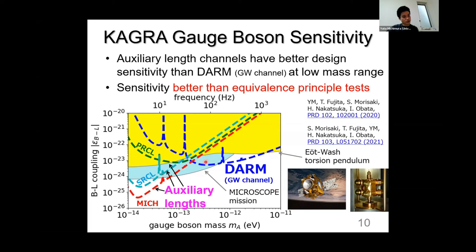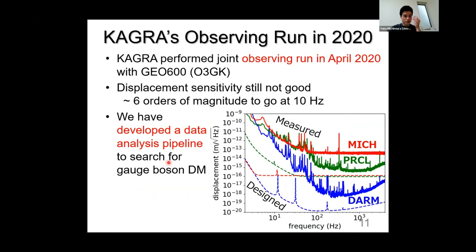At the high frequencies, where the wavelength of the gauge boson is small compared with the arm lengths, the gravitational wave channel is more sensitive compared with the auxiliary lengths. But at the low frequencies, where the gauge boson wavelength is longer than or comparable to the arm lengths, the auxiliary lengths are more sensitive because we use sapphire and pure silica for these measurements. Especially if you use what we call the Michelson degrees of freedom, you can improve the sensitivity compared with the MICROSCOPE mission by an order of magnitude. So we are excited about this, and we now actually have our data, which were obtained in 2020.